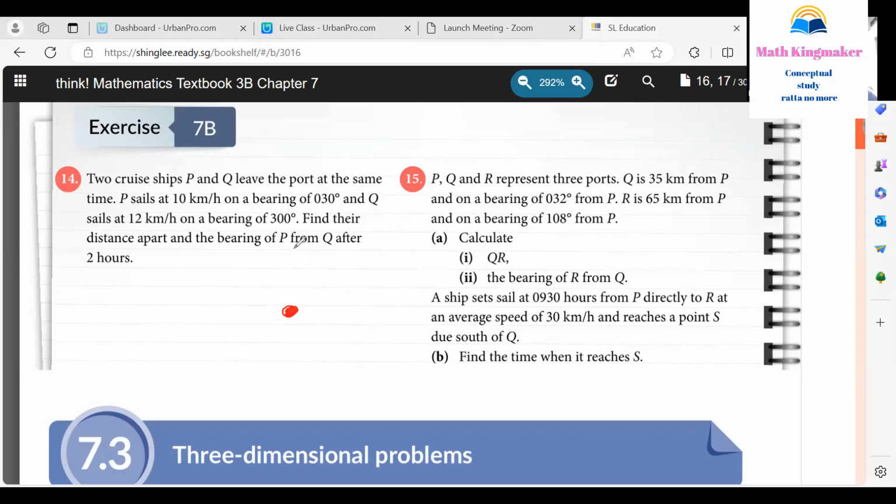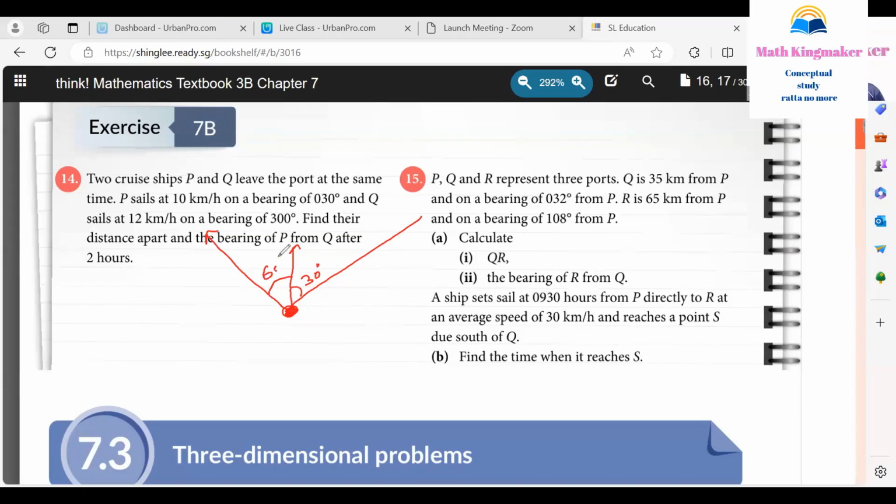So where will be the 30-degree bearing? This will be the 30-degree bearing, and it is sailing at 10 km/h. Q sails at 12 km/h on a bearing of 300. So it is sailing at the bearing of 300, like somewhere here. Exactly 90 degrees, the whole angle is 300, so 60 is remaining. So this angle would be 60 degrees.